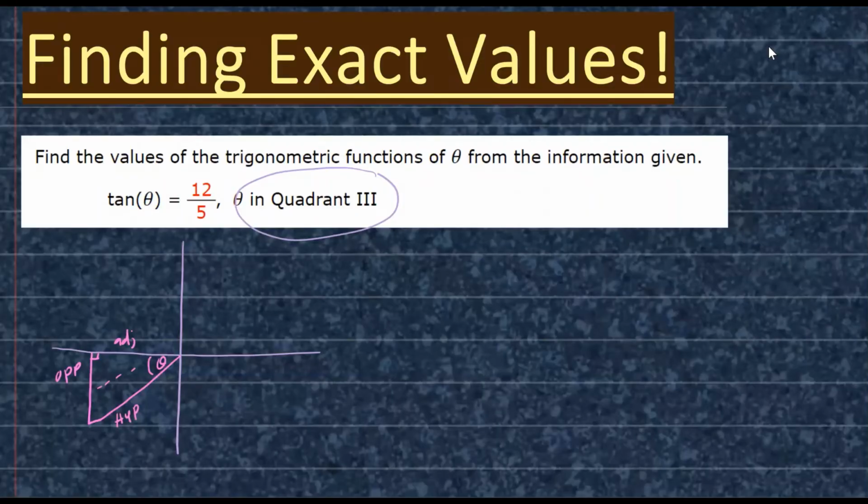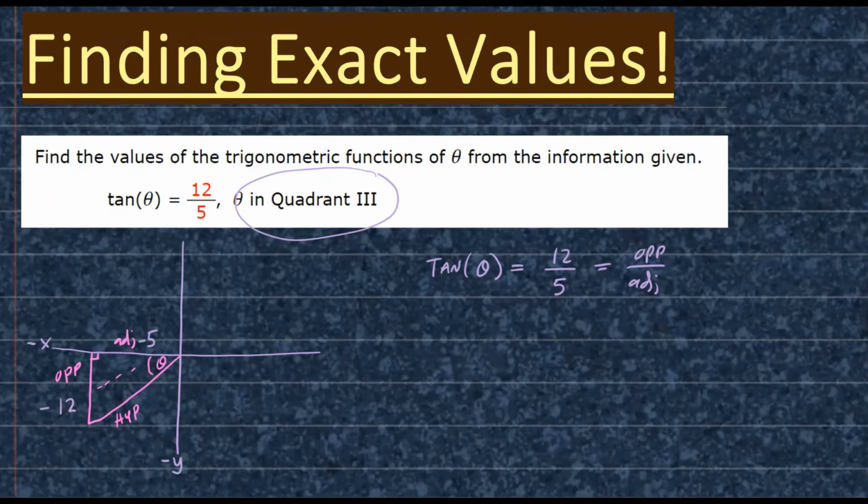Now we're given tangent of theta. So tangent theta is equal to 12 over 5. Well, we know tangent is opposite over adjacent. So that means our opposite side is 12, our adjacent side is 5. Now, we also have to be careful that because we're in the third quadrant, sometimes the x could be negative or y could be negative. In this case, they're actually both negative because this is negative x direction, this is negative y direction. So therefore, I'm going to label this negative 12 and negative 5.